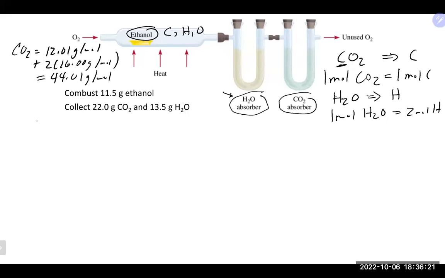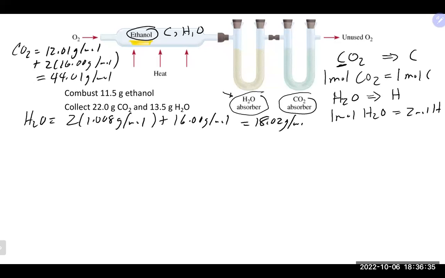And we want to do water as well. So water's molar mass: we have 2 hydrogens at 1.008 grams per mole and oxygen at 16 grams per mole. That is something like 18.02 grams per mole. Obviously we get that from the periodic table. We're going to use that as a conversion factor to convert these into moles.